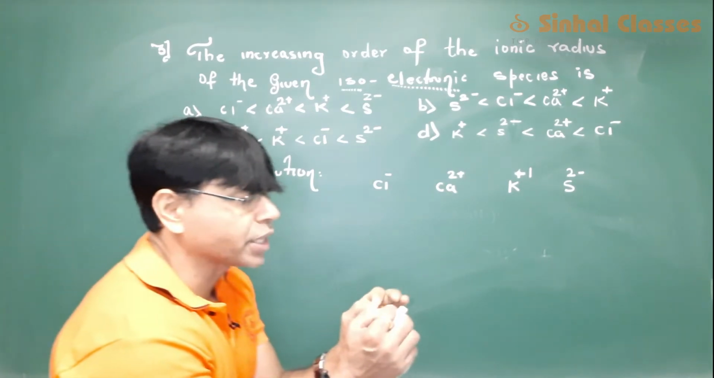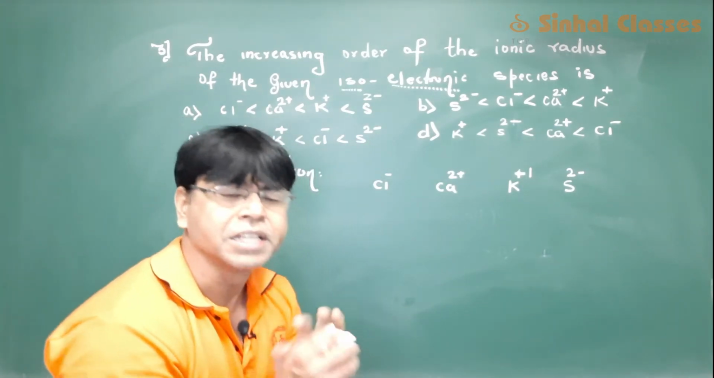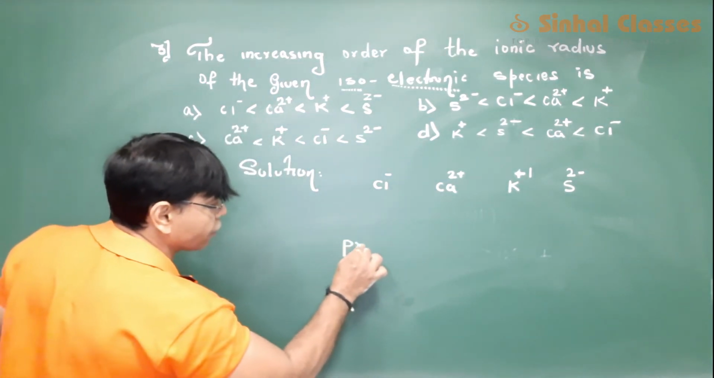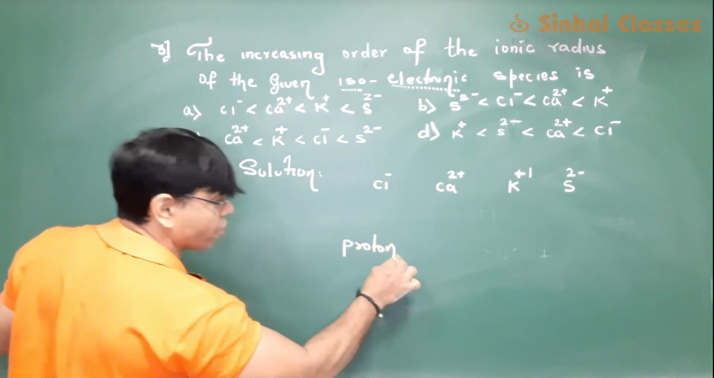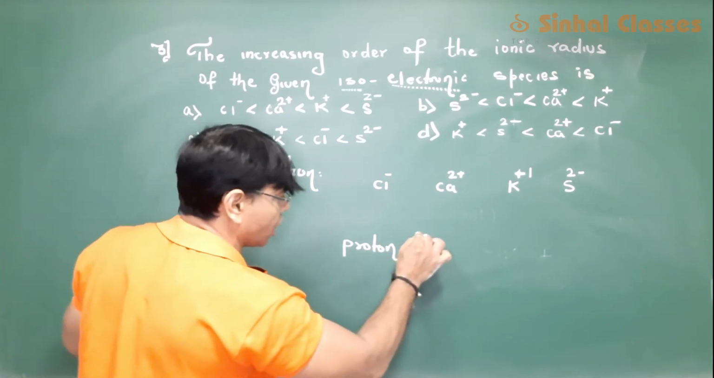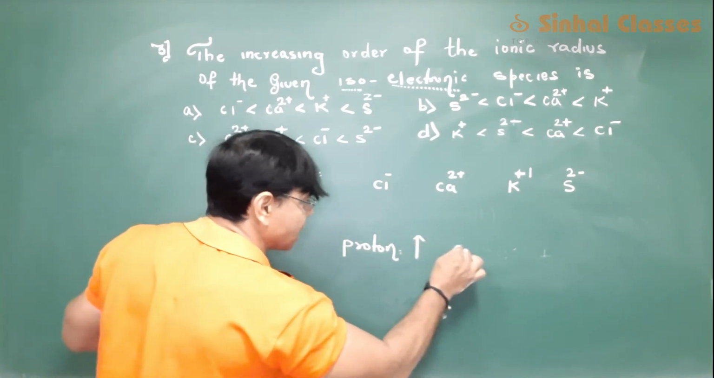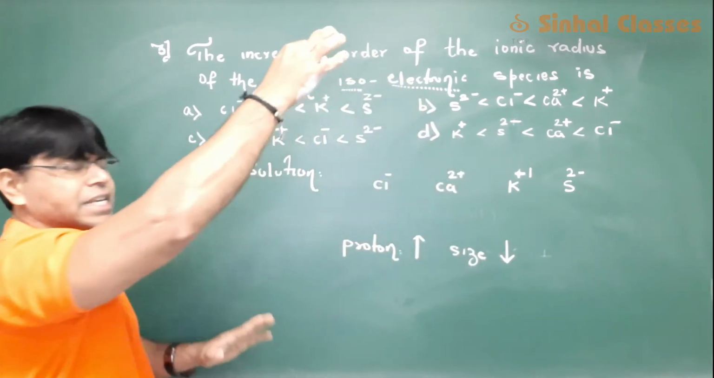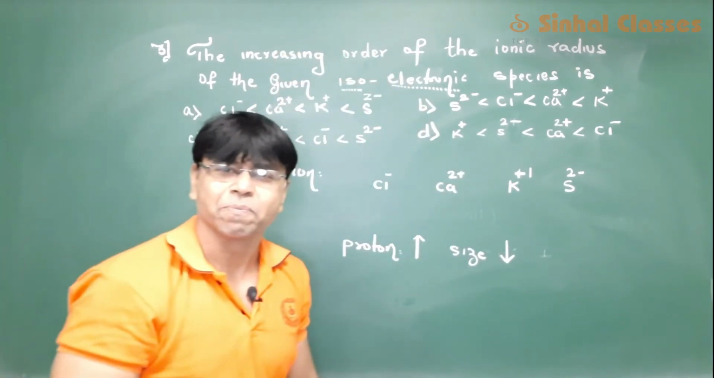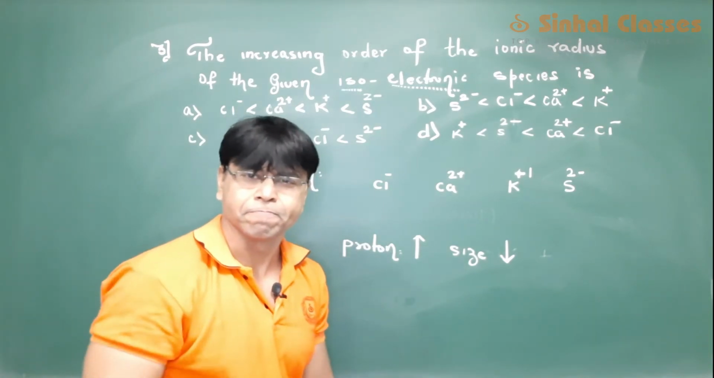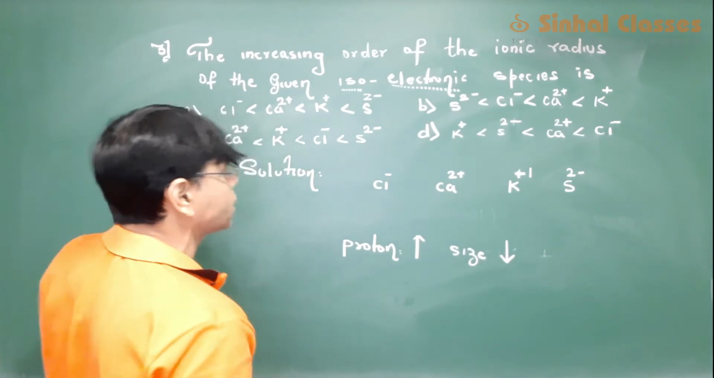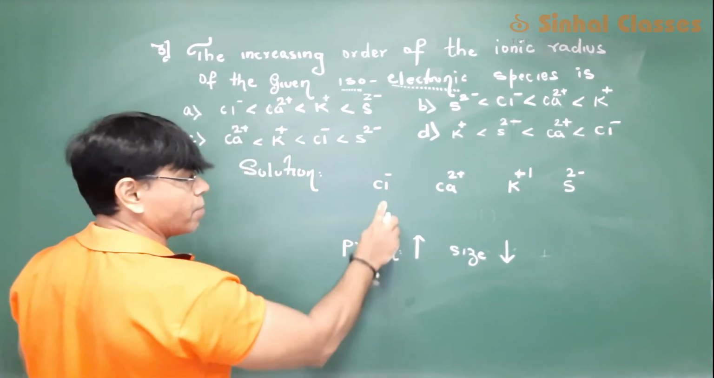Now, a very important and very simple way of arranging this type of question. Don't forget, if the proton number, that is atomic number, is high, then size will decrease. Proton increases, size will decrease. Shortcut way to solve such questions: just take out the atomic number, that is, the number of protons.